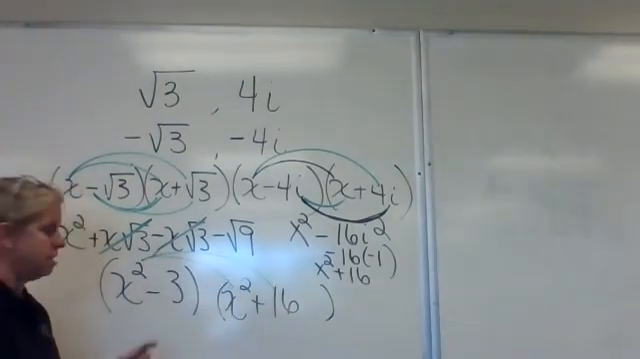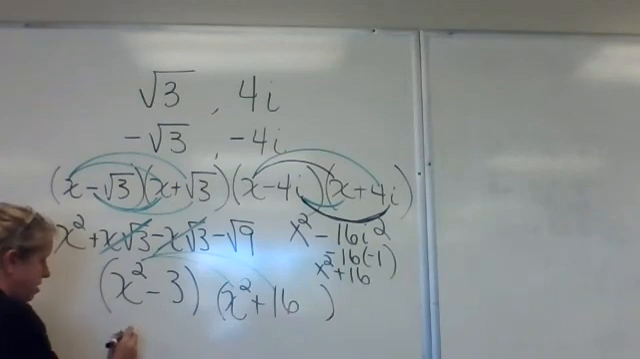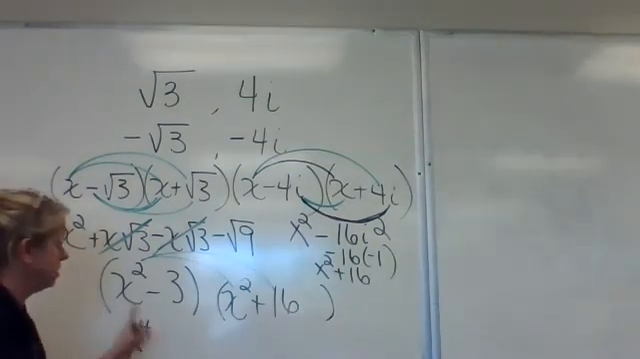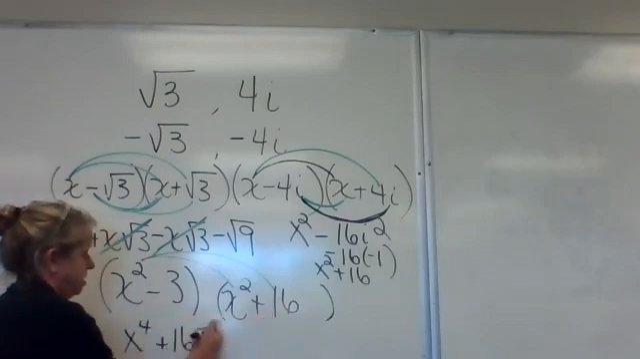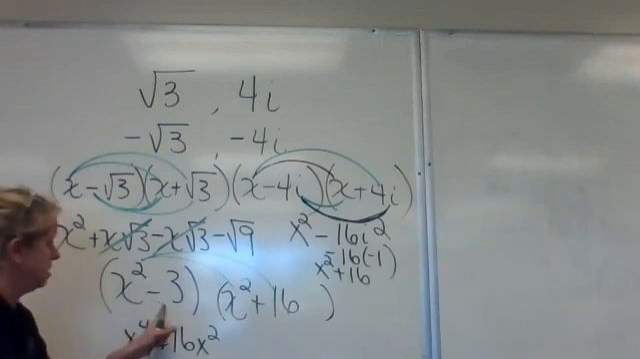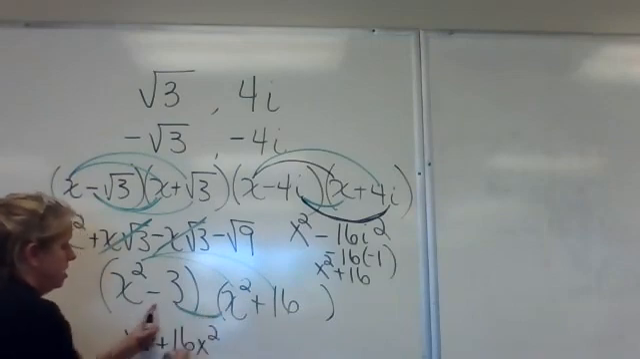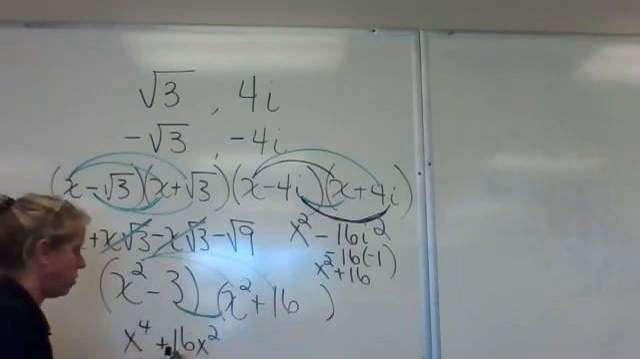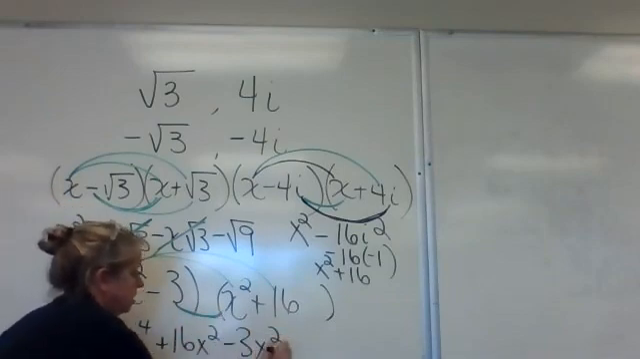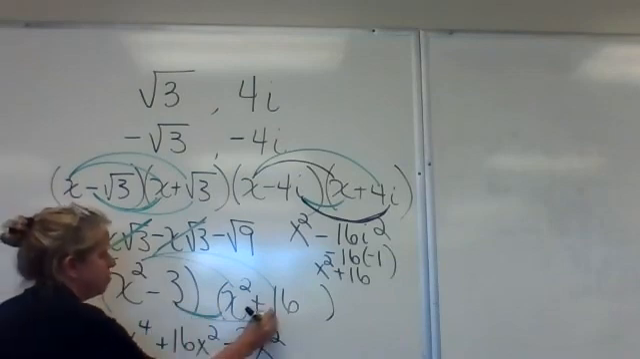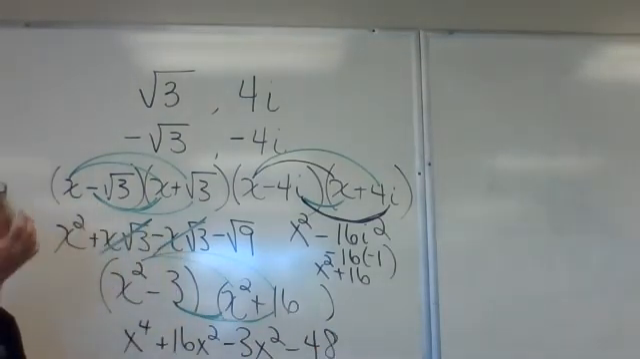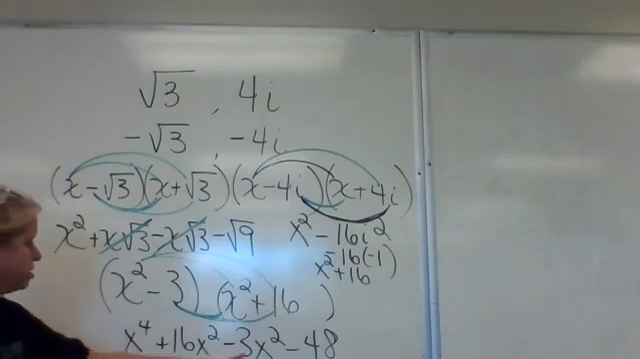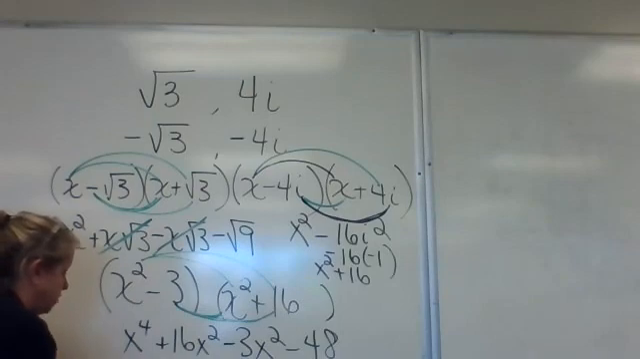So x squared times x squared gives me x to the 4th. X squared times positive 16 is positive 16x squared. My inner, negative 3x squared. And then my last, negative 3 times positive 16 gives me negative 48. So let's see, my x squareds can go together. So I'll just bring down that x to the 4th.